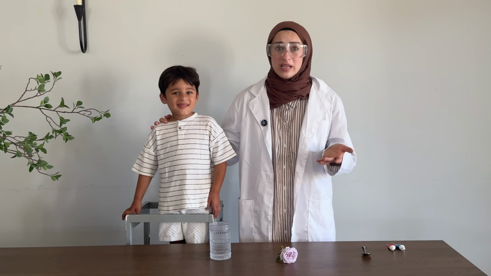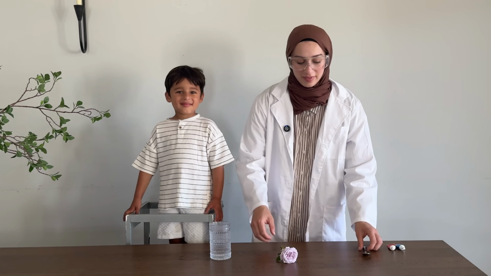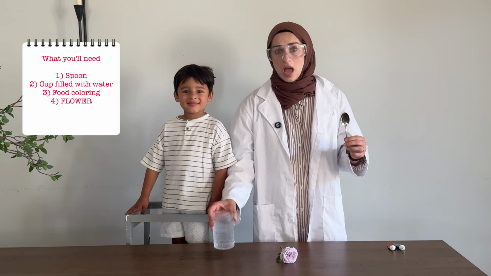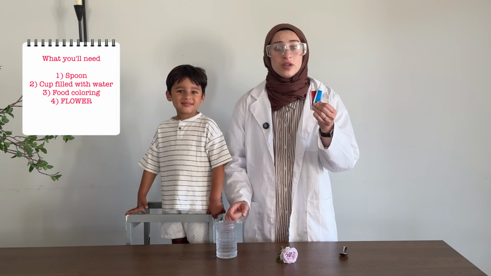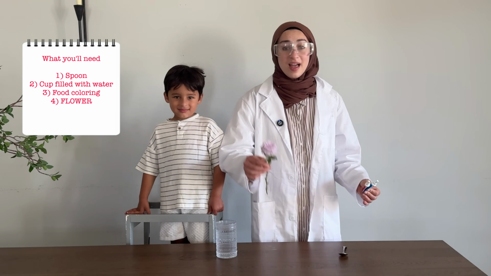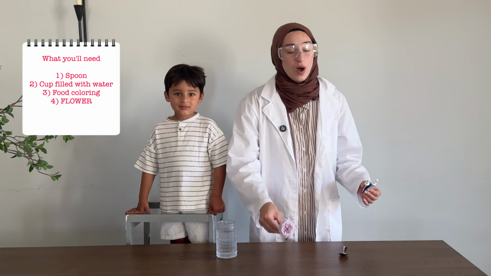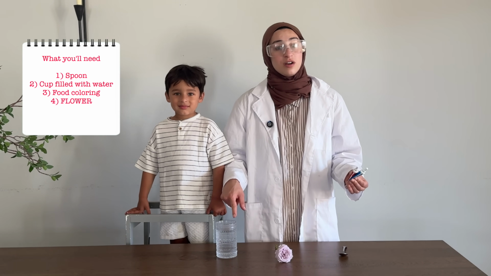I'm ready. I have my buddy Ayub here, and he's going to help me with this experiment because he's going to have to make a very important decision in just a little bit. Before we get started, I'll tell you what you'll need. A spoon, a cup full of water, some food coloring, and the most important part, a flower. What you're going to do is you're going to put a few drops of food coloring into the water.